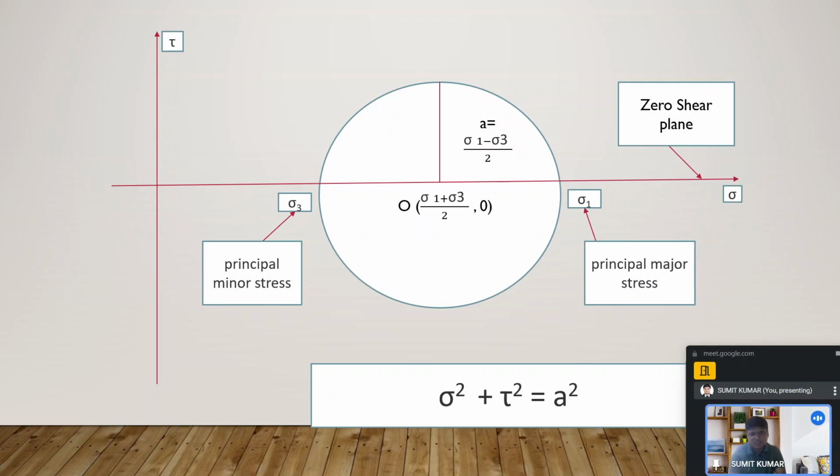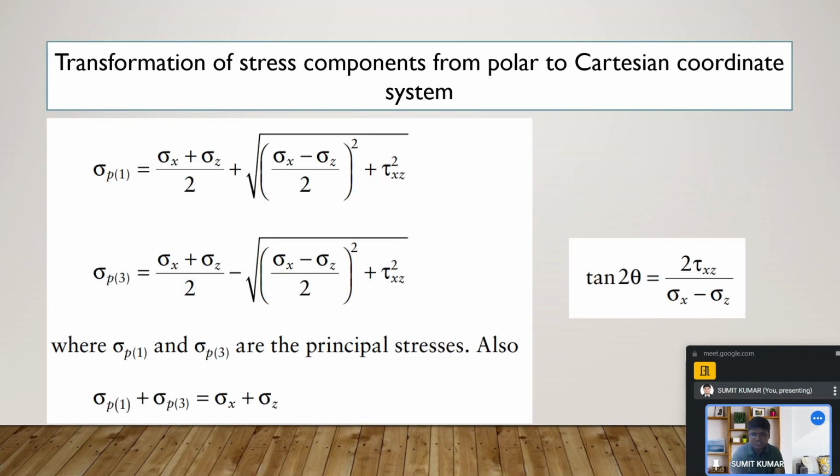You could see that problems are asked regularly on the basis of the Mohr circle: to find the radius of the circle, to find the major and minor principal stress. If you know the major and minor principal stress, what is the value of maximum shear stress? All those aspects are shown over here, and there is an interrelation as well. Finding the major and minor principal stress is equally important, which is given over here.